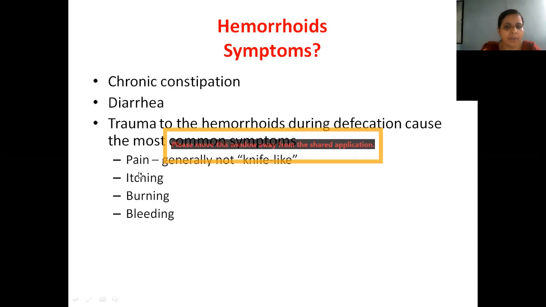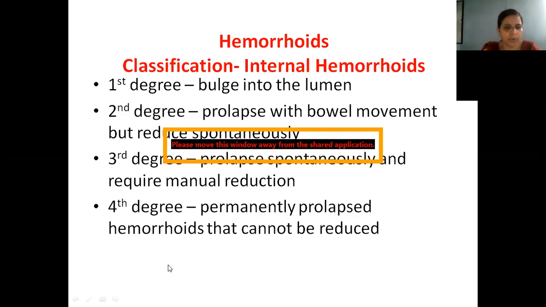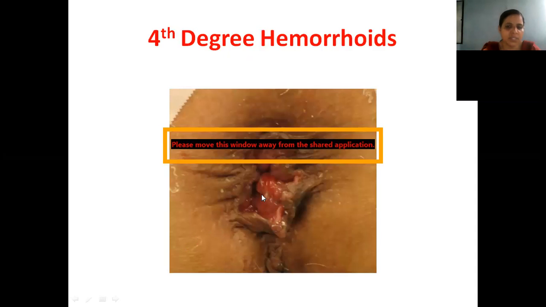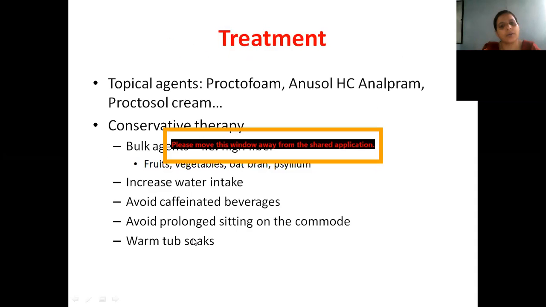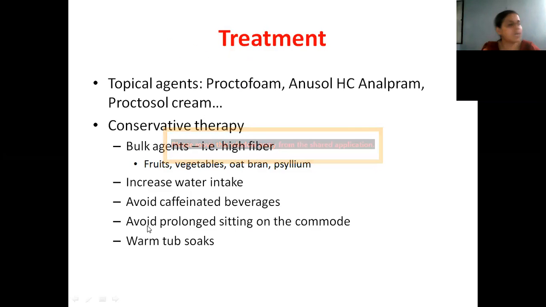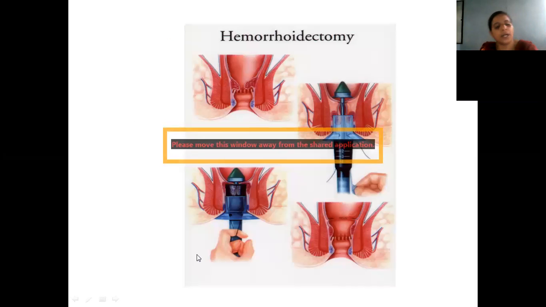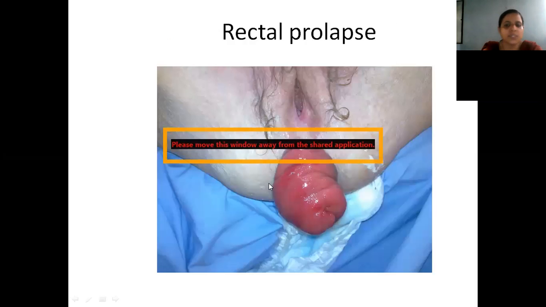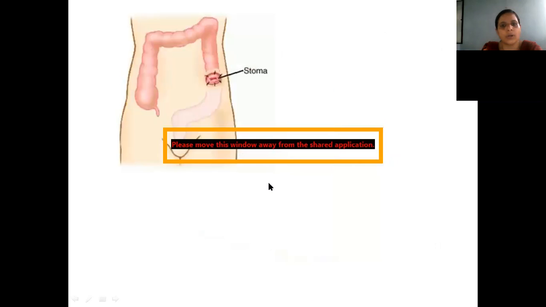Pain will be there, which is very sharp, knife-like; itching may be there, burning may be there, bleeding may be there. These are the symptoms of hemorrhoids. You can see how painful this is. Usually in case of hemorrhoids, topical agents, meaning local ointments, are given. We should ask the person not to take much junk food, and to take food rich in fiber, which generally prevents hemorrhoids. Anyhow, we are not doing the rectum now.